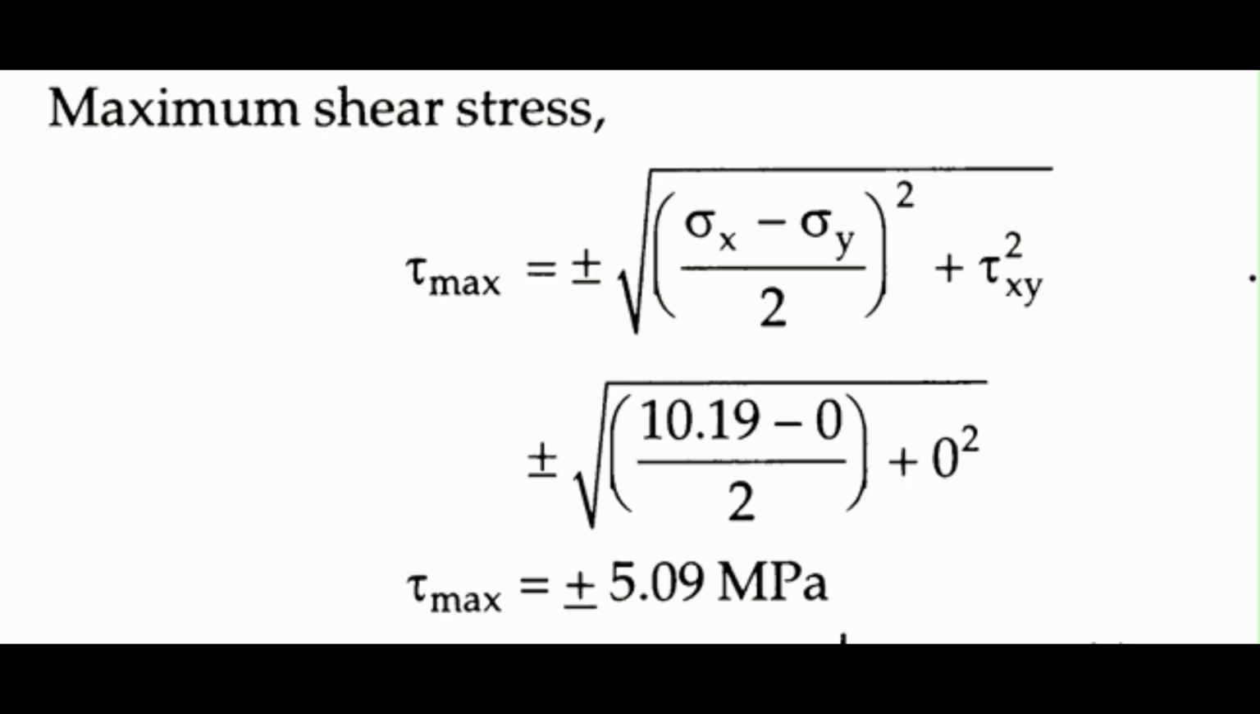It's not necessary to put that sign convention. You have to only consider the magnitude. So tau max is 5.09 megapascal. So these are the three terms we have found: maximum principal stress, minimum principal stress, and maximum shear stress under axial load condition. Our next part is under bending load condition. Okay, let's look at how to solve the bending problem.